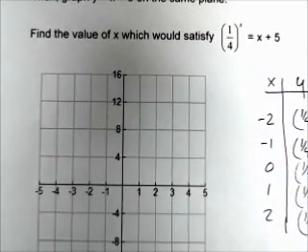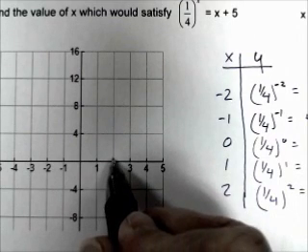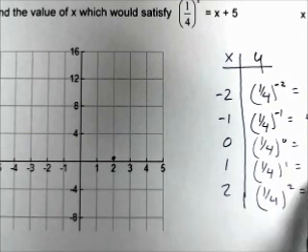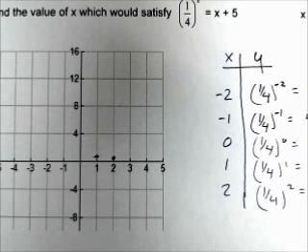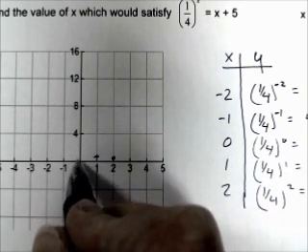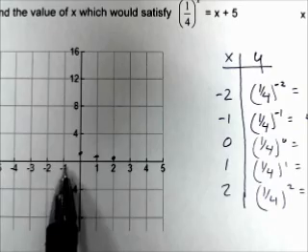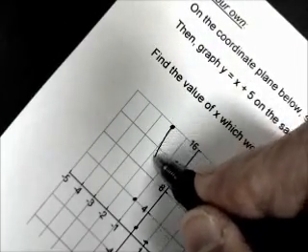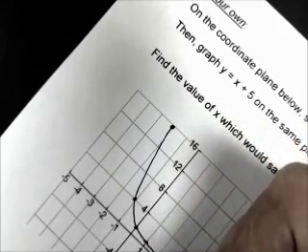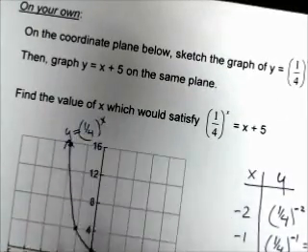Plot these points. 2, 1/16. Let's see, it's very close here. 1, 1/4. Well, this is 2, so it's still very close. 0, 1. It's only a quarter of the way up, right? Watch your scale here. Negative 1, 4, and then negative 2, 16. Let's connect these with a nice curve. Let's label it with its equation, y equals 1/4 to the x.